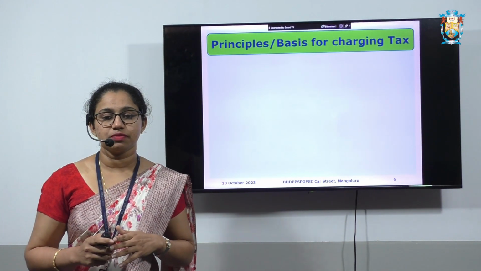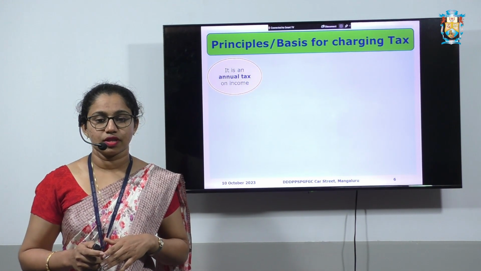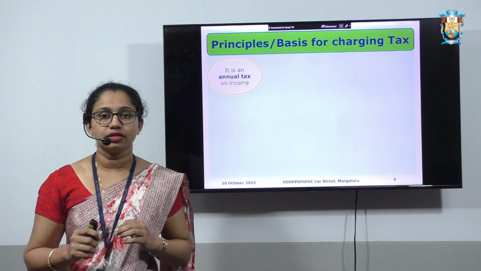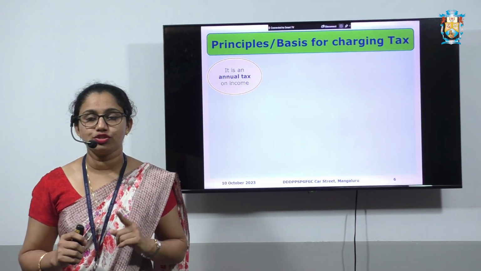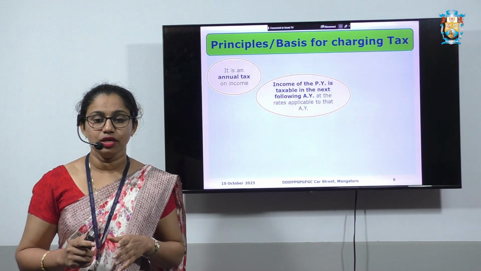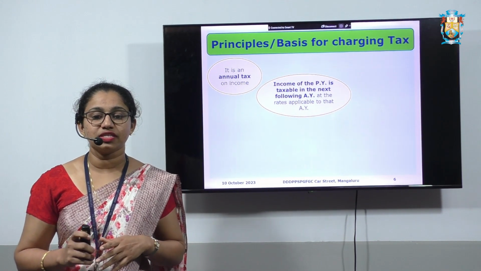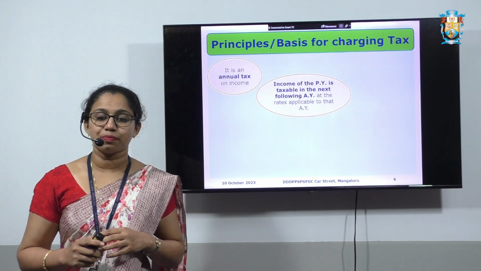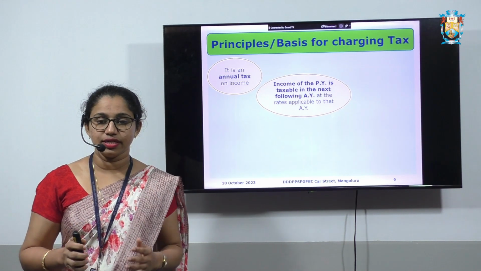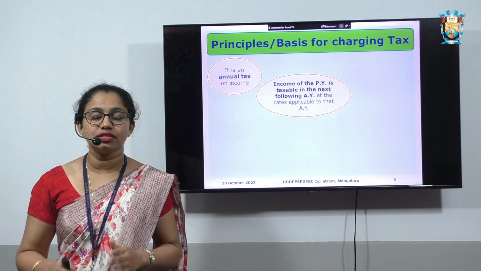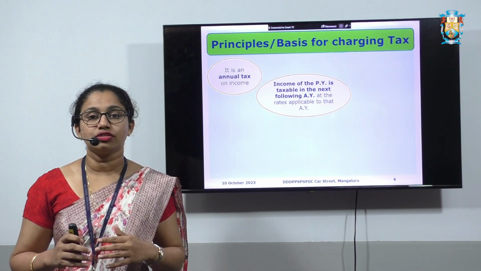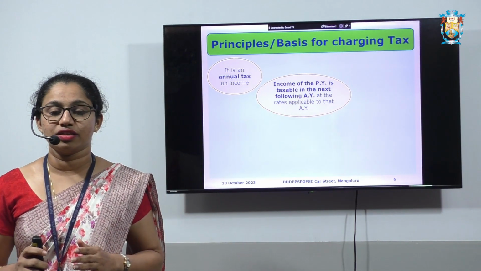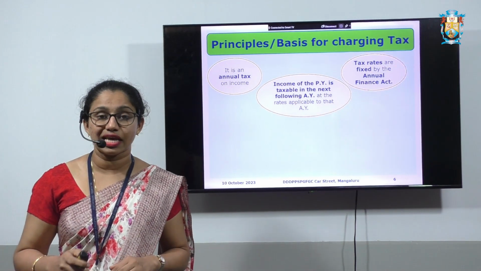What are the principles or the basis for charging the tax? One is that it is an annual tax on income. On annual income, you need to pay tax to the government only once. Income of the previous year is taxable in the next following assessment year at the rates applicable to that assessment year. In the assessment year, you need to pay the tax on the income of the previous year. That is, on the previous year's income you are paying the tax in the current assessment year.